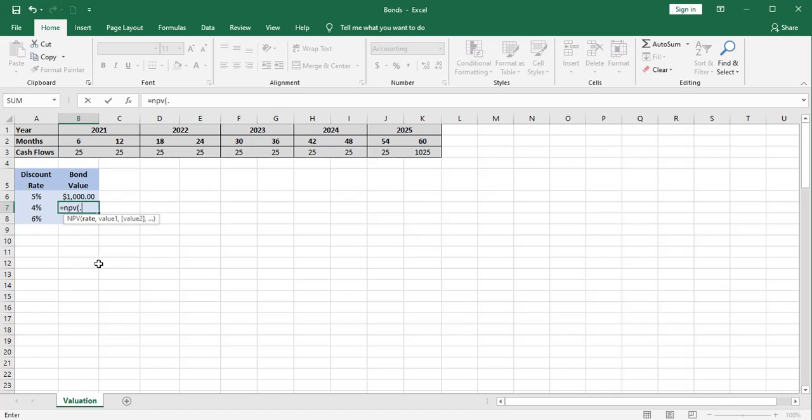Half of 4% is 2%, and we'll copy in the cash flows. It's a little more expensive. And what if this debtor had a poor credit rating and he deserved to have his cash flows discounted at 6%?